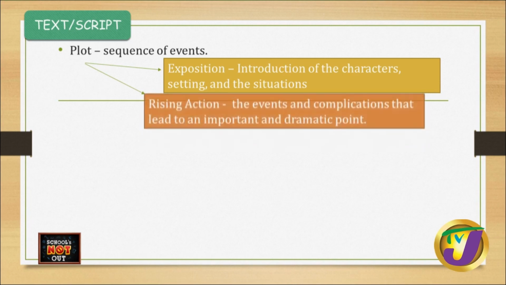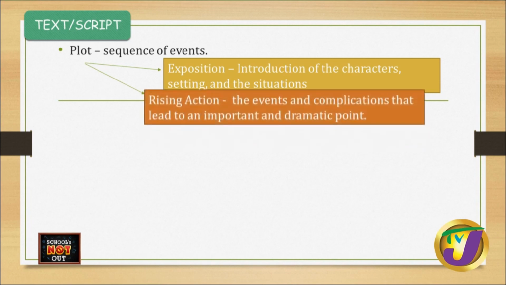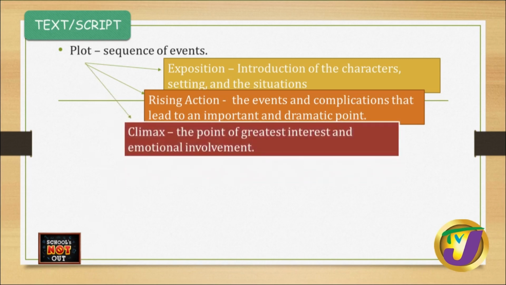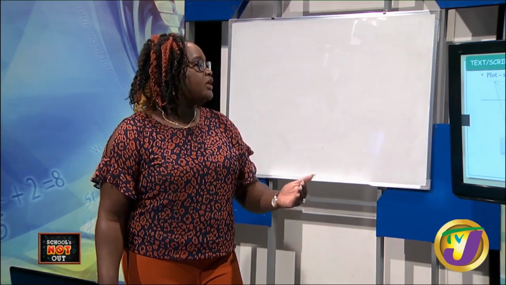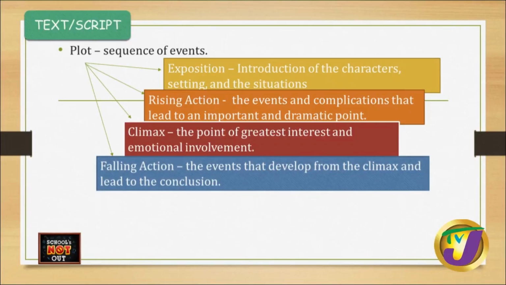Then after the exposition, we have the rising action. And the rising action is the events and the complications that lead to an important and dramatic point. And if the action is rising, then what would we have next? The climax, the peak point of the story. So the climax is the point of greatest interest and emotional involvement. And then after the climax, we would have the falling action. Yeah?